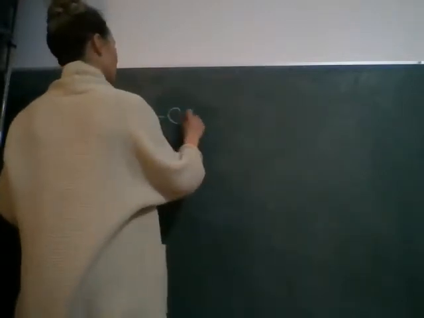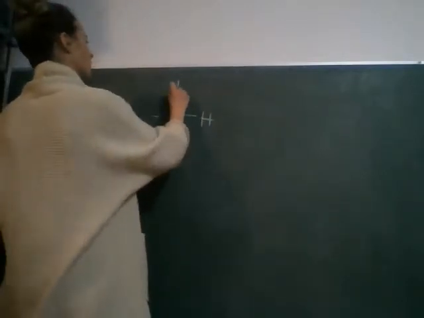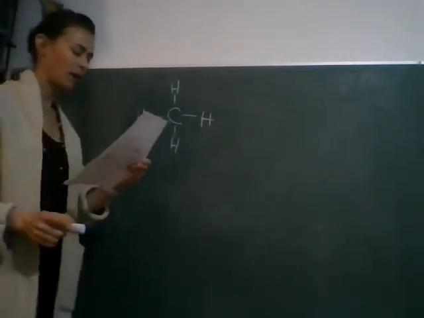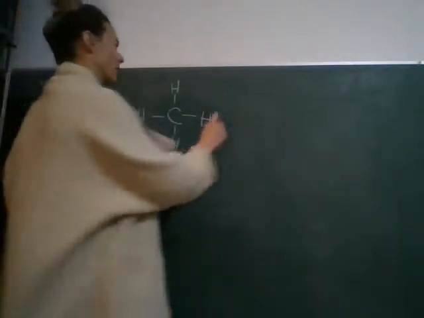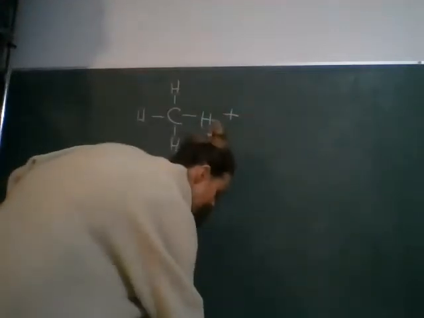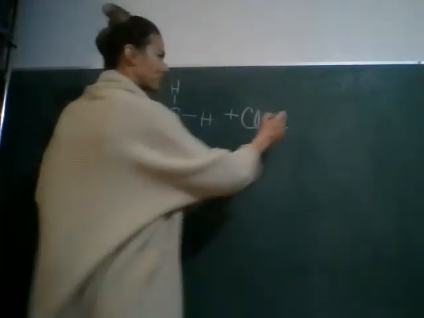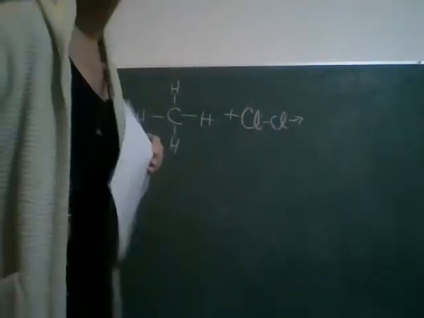So let's look at methane. We have one carbon and 4 hydrogens, so this is our methane. We're going to add it to 1 chlorine. I'm just going to use different colors so you can see where it reacts. So let's get our chlorines. Okay, so what do we get?